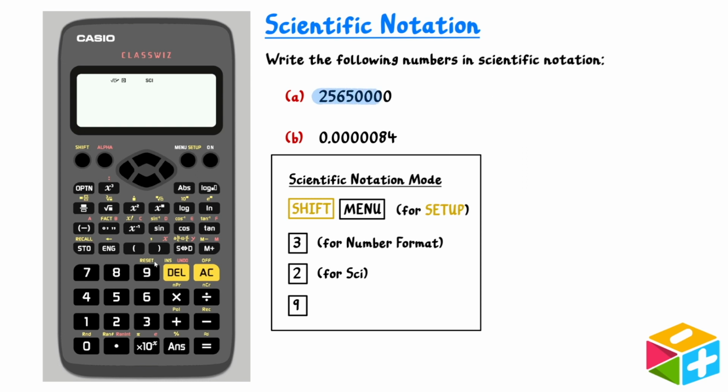Let's try our first example, 25650000. After inputting the number and pressing the equal sign, the calculator displays the answer in scientific notation. It's good practice here to ignore the trailing zeros. So our answer here is 2.565 times 10 to the 7.